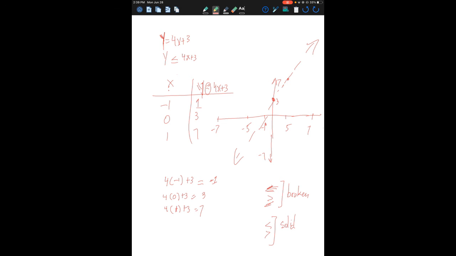Now, we plotted everything we found. The only thing left is to show how all the y's that we get by putting in any x are either equal to the line or they're less than the line. They're less than. So what we're going to do is shade below. We're going to shade below.